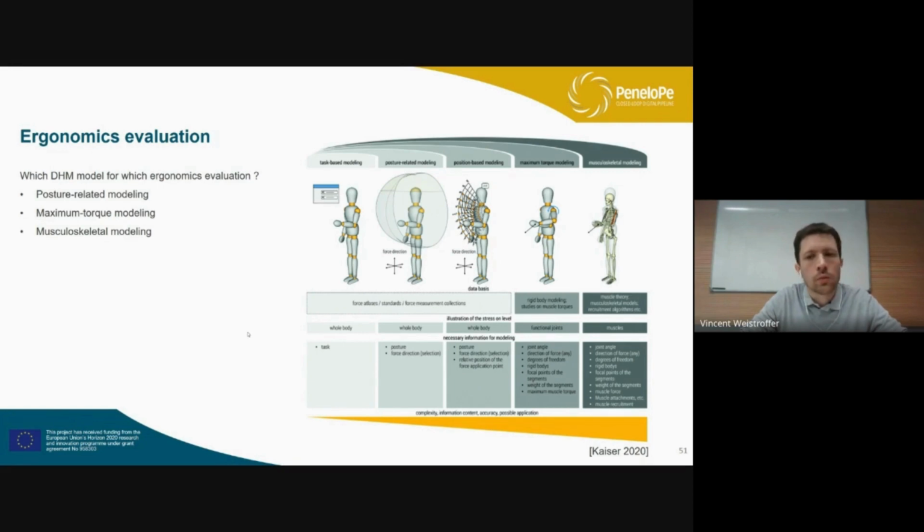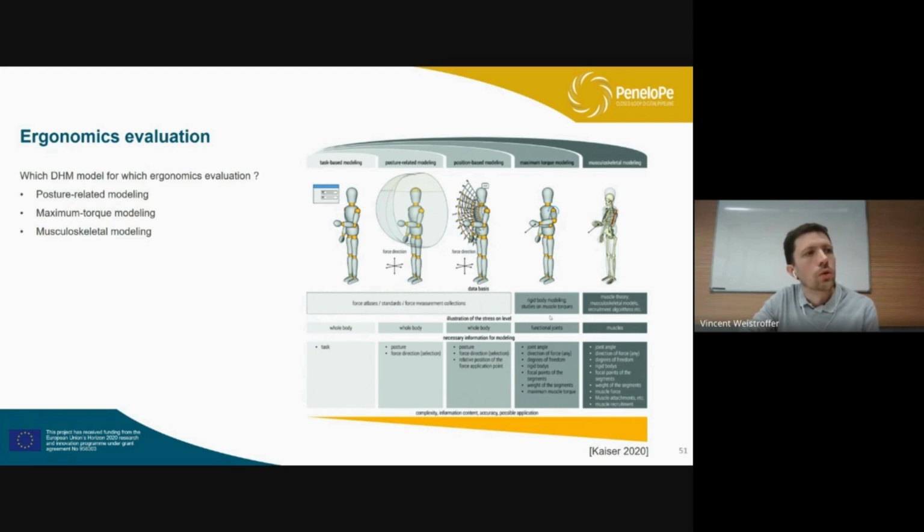And depending on the precision and on the ergonomics evaluation you want to do, you can use different kinds of digital human models. The most commonly used are only posture related, meaning that you will give recommendations on the joint angles. Like for the elbow, you would say that you don't want the elbow to be above 90 degrees, for example, and it will give you a score. We will see it later.